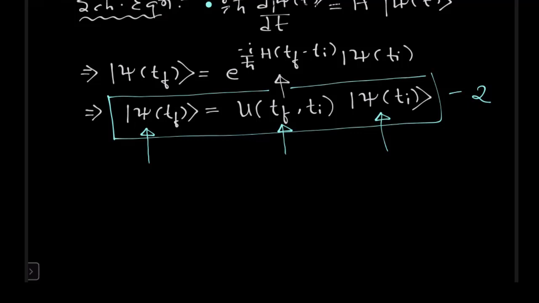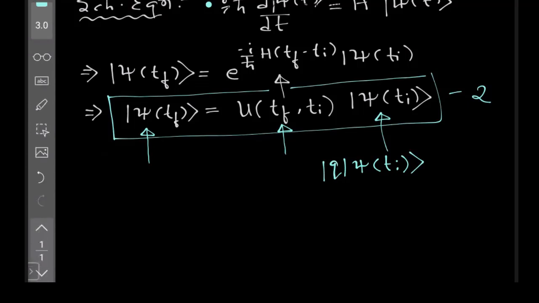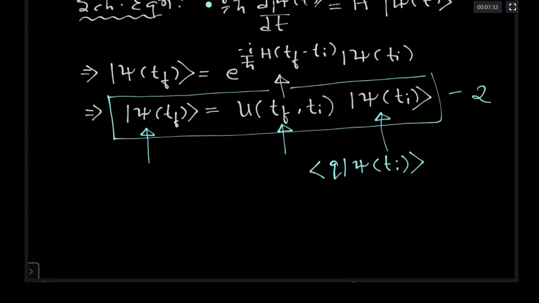So, for example, if I say that there was a quantum particle and the wave function of the quantum particle at initial time can be given in this way. We all know how to represent the states in the position representation.